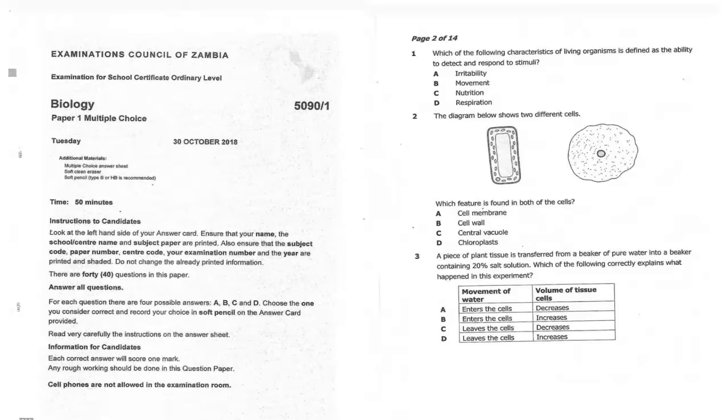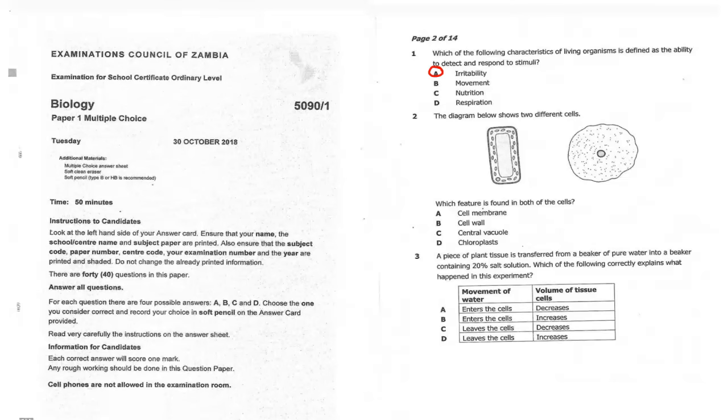2018 paper, that is school certificate, that was written on 30 October 2018. And the first question here was, which of the following characteristic of living organism is defined as the ability to detect and respond to stimuli? So one thing I should tell you now is that it's very important they should go through the characteristics of living organism. So the one that is defined as such is the irritability or sensitivity, the ability to detect and respond to stimuli.